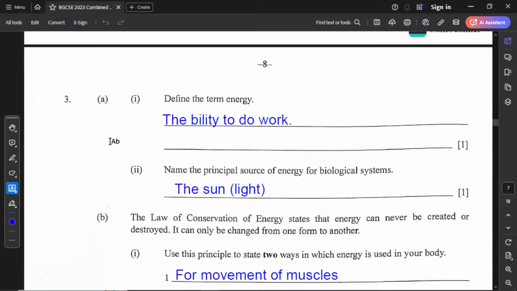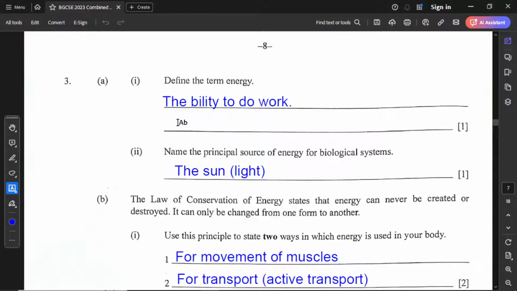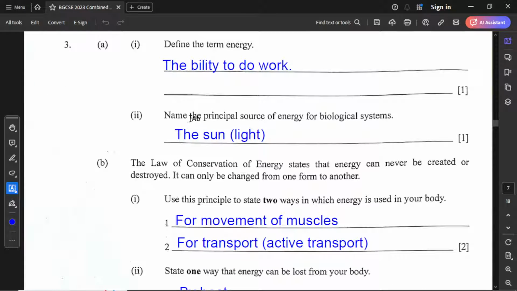Question number 3 is to define the term energy, and energy is the ability to do work, or it is a capacity in which work can be done. So that's the definition for energy. Now part 2 of A is to name the principal source of energy for biological systems, and that is the sun or light energy. Because the sun or light energy is required to start any food chain or food web. So producers, especially those that photosynthesize, will use sunlight to produce the first form of energy. So light is converted to chemical energy in the form of glucose and then ATP, of course.